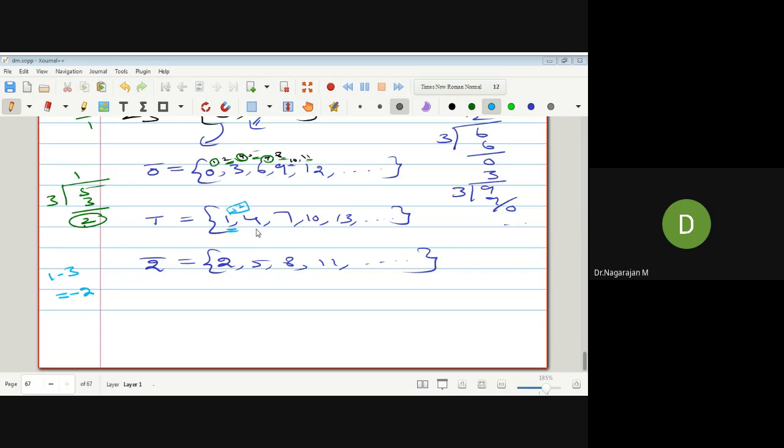Similarly we can divide 4. Then 4. Then what is the next number? 4's nearby number. Wait. This is 3, nearby element 3. This nearby element 6. This nearby number 9. This nearby number is 12. This nearby number is 15.